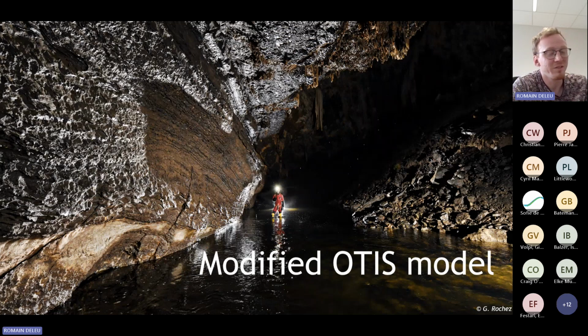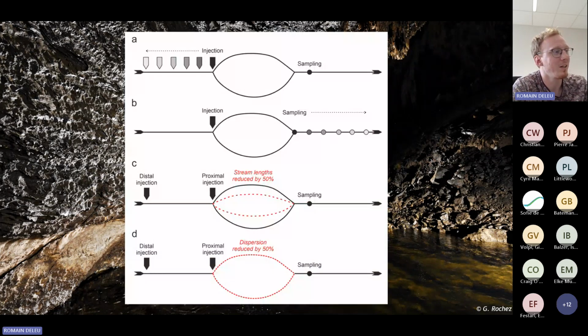So for this, we modified the model a little bit. We first changed the injection distance. As you can see here on the first line, A, we change the distance of injection, then we change the distance of sampling. Then as a third attempt, we change the stream length, first the left one, then the right one, for example. And then the last thing we changed was the dispersion, just to see if it has an impact on the double peak.